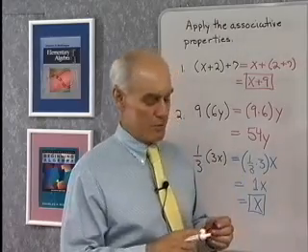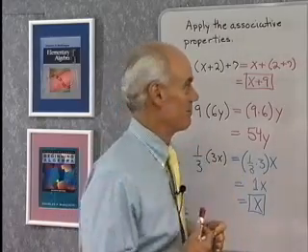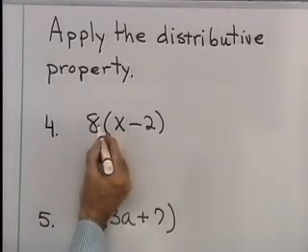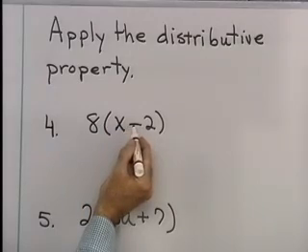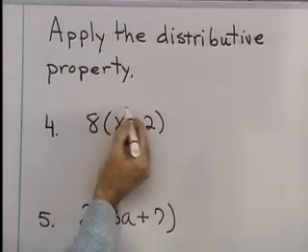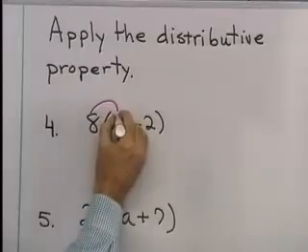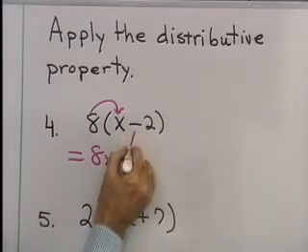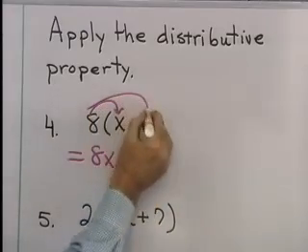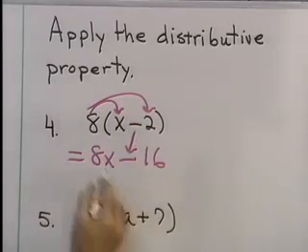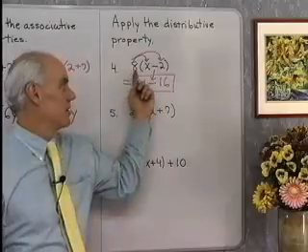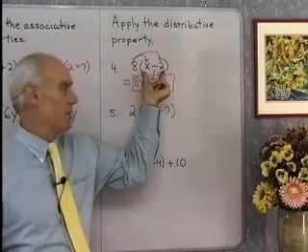The next few problems we want to work involve the distributive property. Let's apply the distributive property. The distributive property works with multiplication and addition and subtraction. So multiplication distributes over addition or subtraction. So I multiply 8 times x, and I get 8x. Subtract, that's that subtraction sign, 8 times 2, which is 16. So 8x minus 16 is the result of distributing this 8 over this difference, x minus 2.